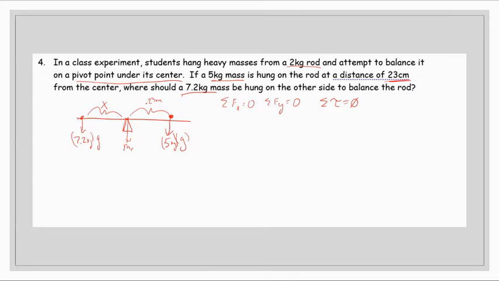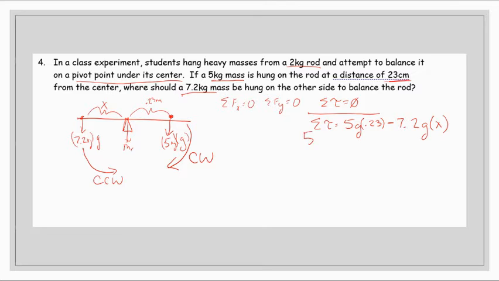Then when I look at this, what is my torque? Well, I have my torque here, that's going to be clockwise. And then this torque is going to be counterclockwise. So I'm just going to look at my torques here. My sum of torques is equal to 5G times 0.23, minus, because it's the opposite direction, counterclockwise, 7.2 GX. And that's going to equal 0.